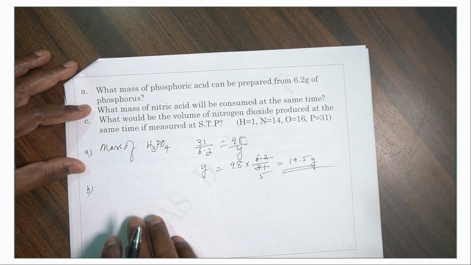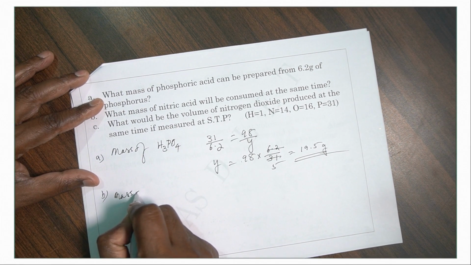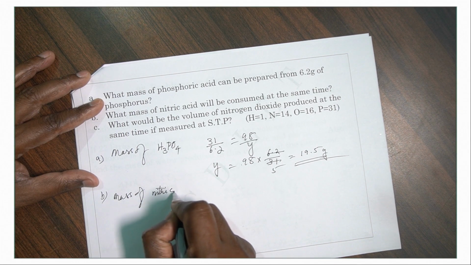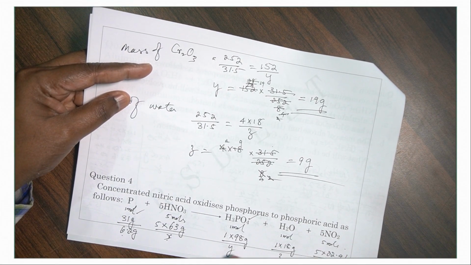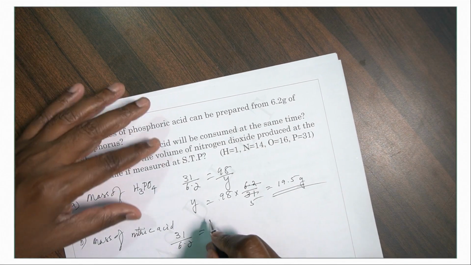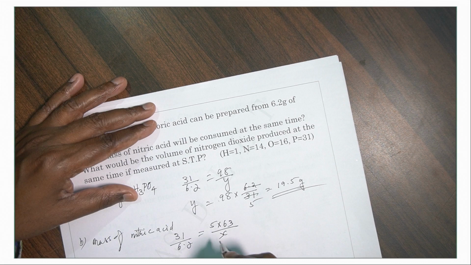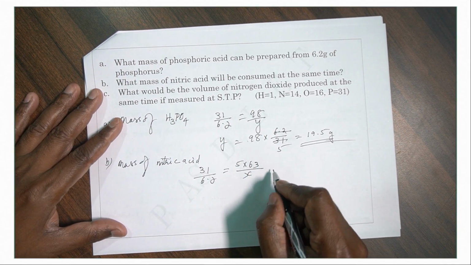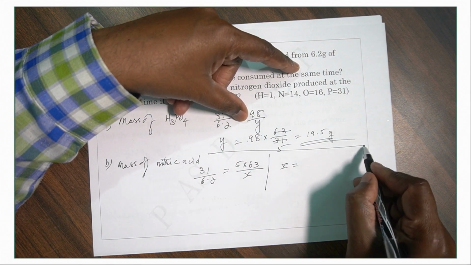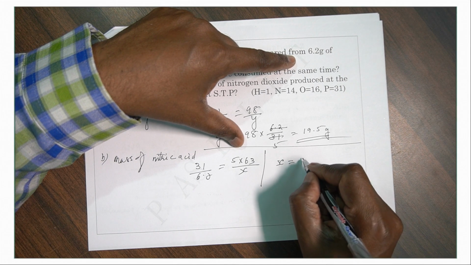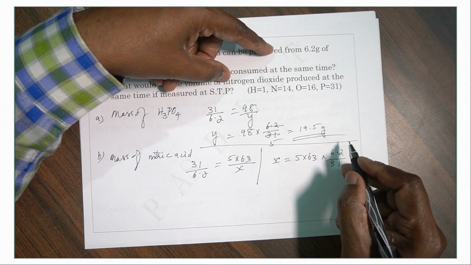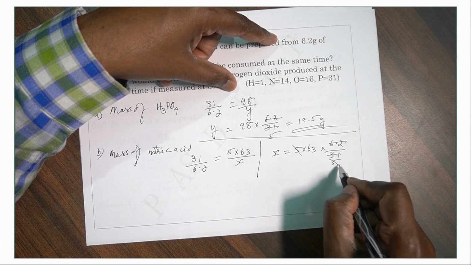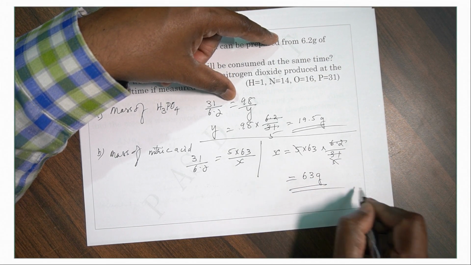Now the second part is the mass of nitric acid. Again the ratio will be 31 upon 6.2 is equal to 5 into 63 upon X. So what is X here? We will bring it to the other side: X is equal to 5 into 63 into 6.2 upon 31. As we have cancelled already, the 5 and 5 cancel, so it is equal to 63 grams. The answer is done very easily.